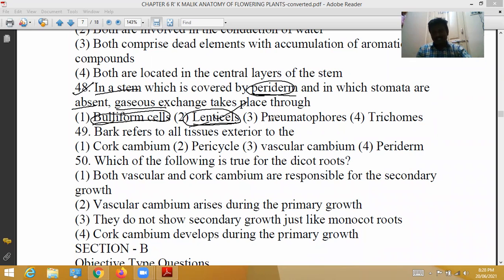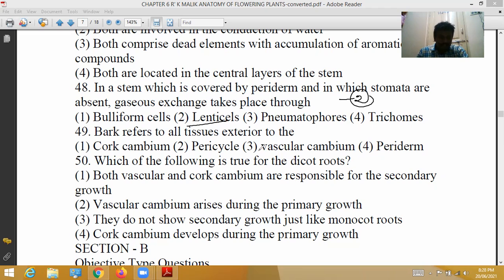Pneumatophores are located in plants growing in marshy areas. Trichomes are stem and root hairs, not responsible for exchange of gases. So among these four options, the second option is correct. Lenticels are lens-shaped breathing pores.